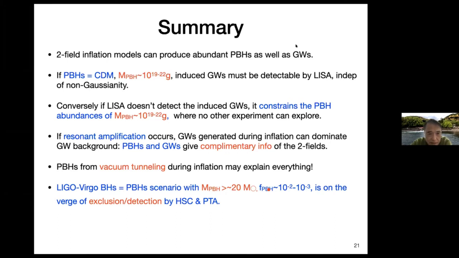Another thing is that I talked about this resonant amplification model, and in this case, the gravitational waves generated during inflation can dominate, and in this model, primordial black holes and gravitational waves essentially give complementary information about the two-field model. Primordial black holes from vacuum tunneling during inflation may explain everything. This is the most bold conjecture, but it's very exciting, and we will have some test within a couple of years. And then finally, these LIGO black holes may be primordial black holes. This I didn't have time to talk about, so I stop here.